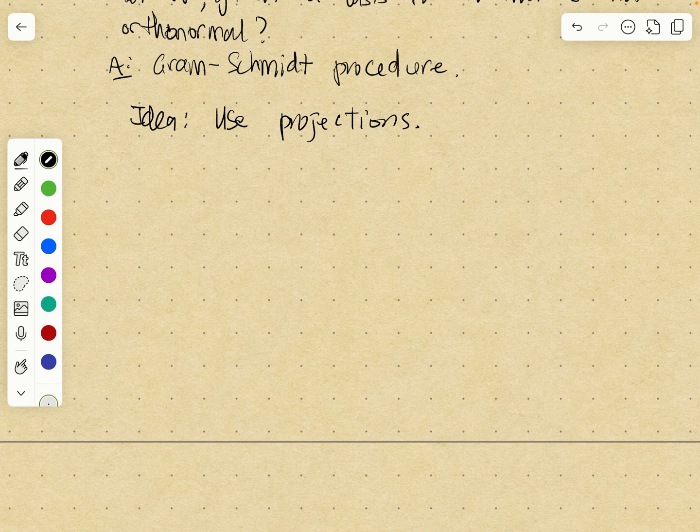So for instance, let's just look at R2. Let's say that you have one vector which is like this. So let's say this is our V1. And let's say that you have another vector which is like this, which is V2. Well, right now, the set V1, V2 is not an orthonormal basis. It's not even orthogonal, right? But it is a basis for R2.